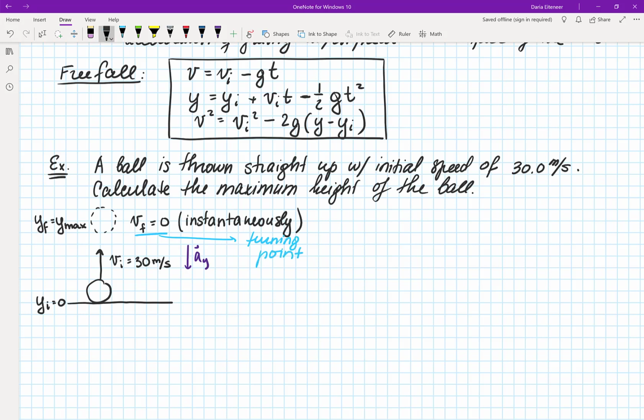How do we know that this is instantaneous? Well, because the next motion that the ball is going to do is move downward towards the ground. Okay?